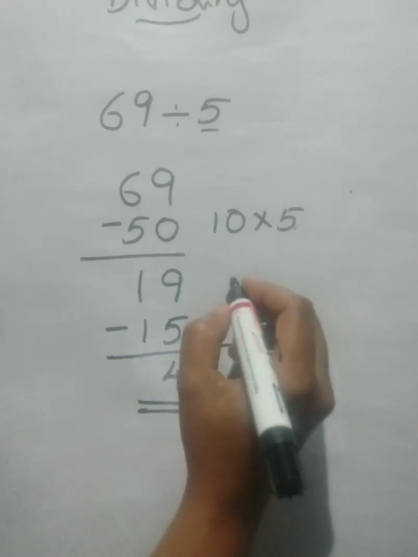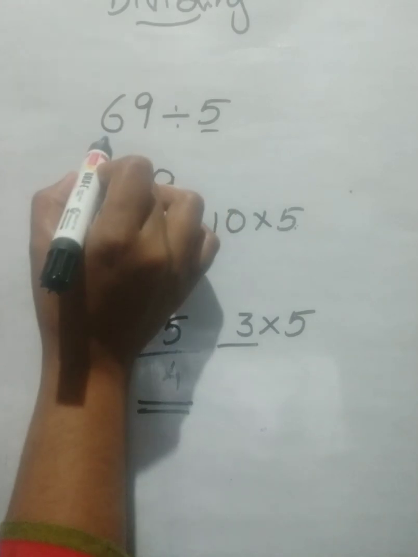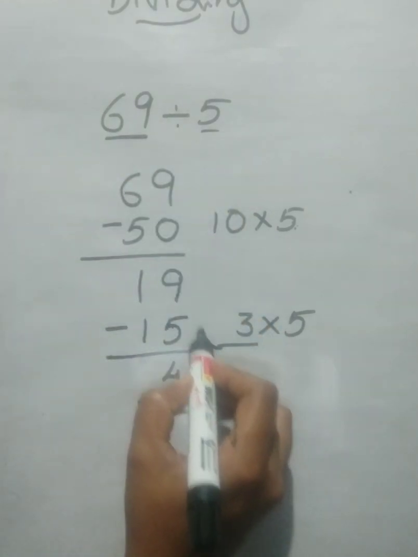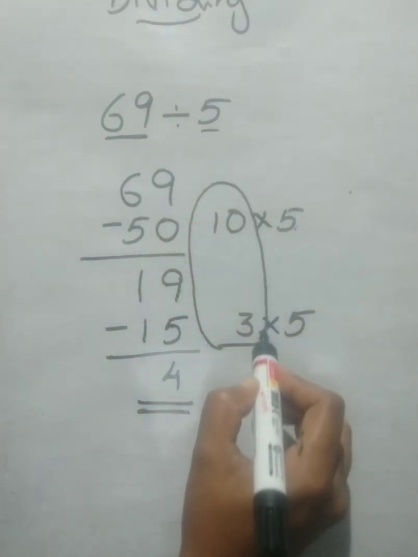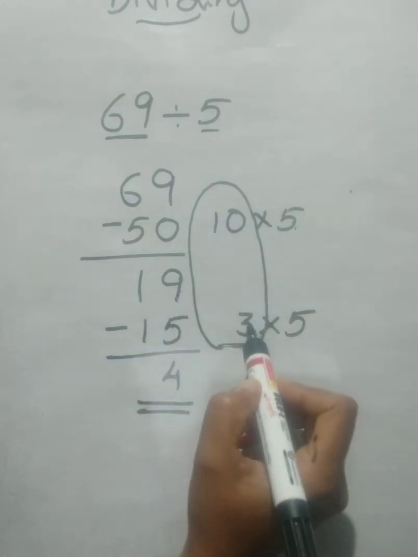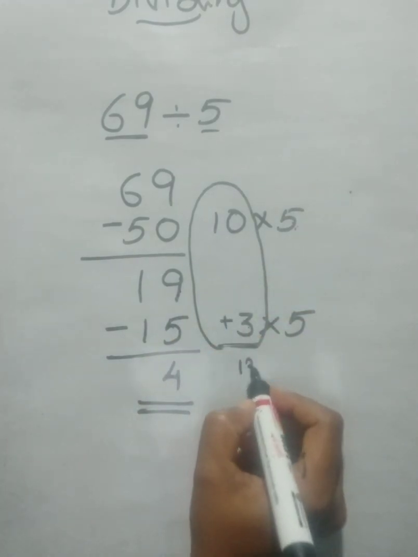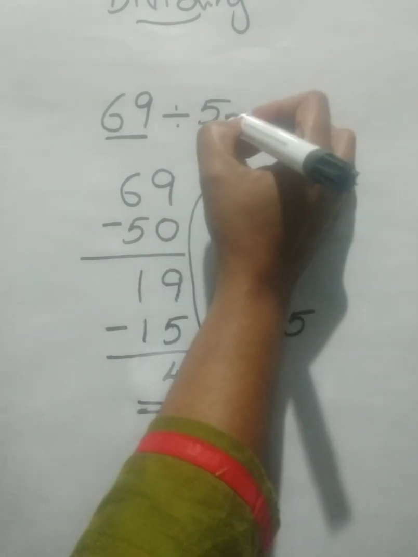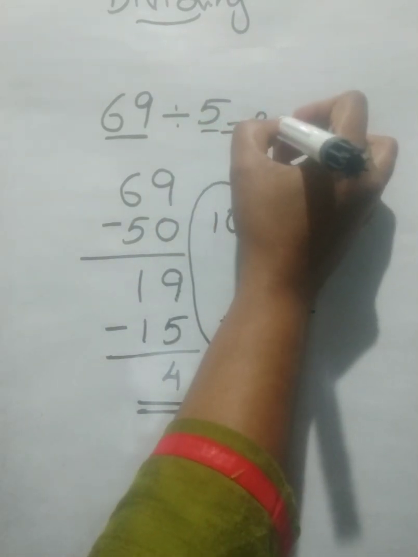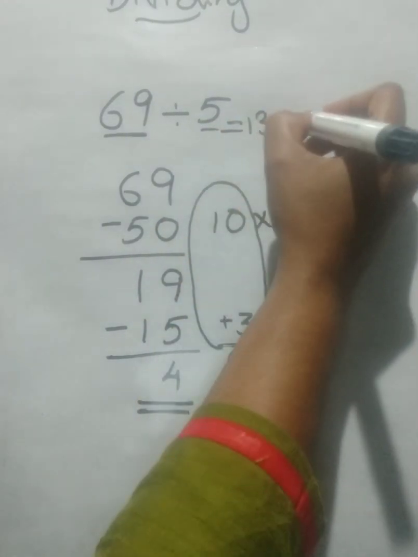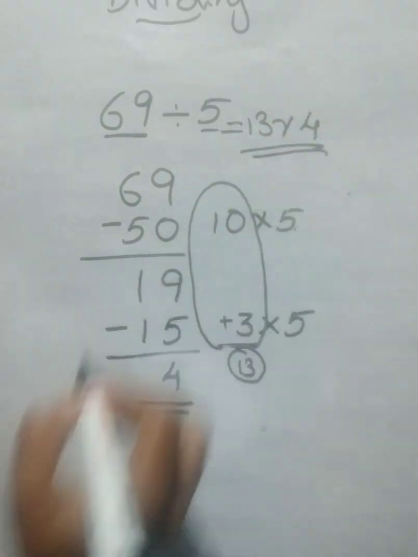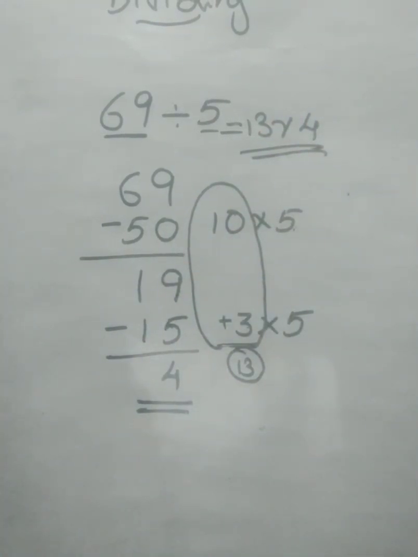Next, how many 5s are there in 69? To find that, we have to add these numbers. 10 and 3. 10 plus 3, 13. So, the answer is 13 remainder this 4. Got it?